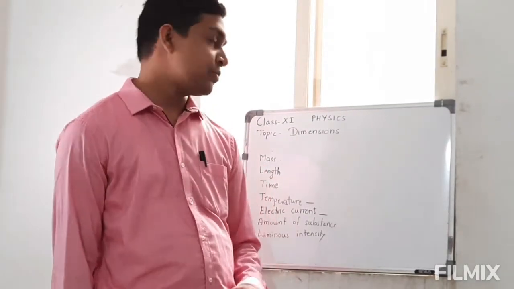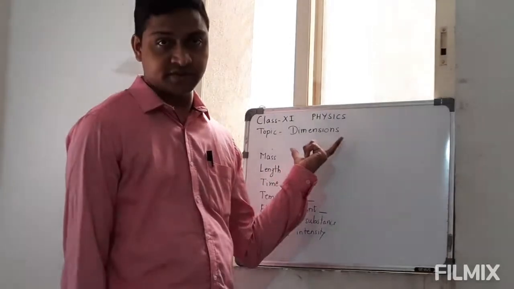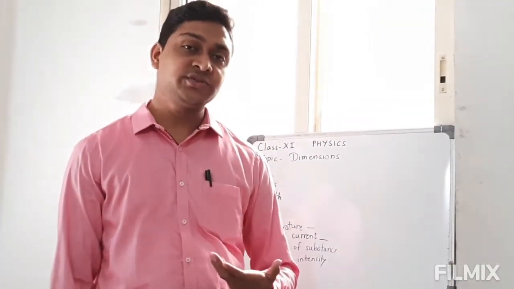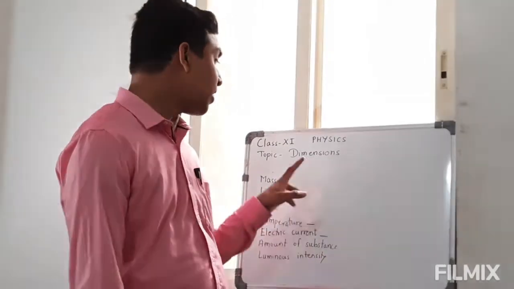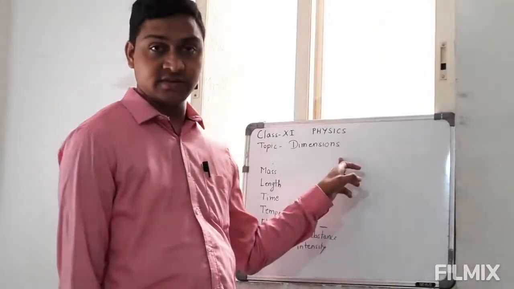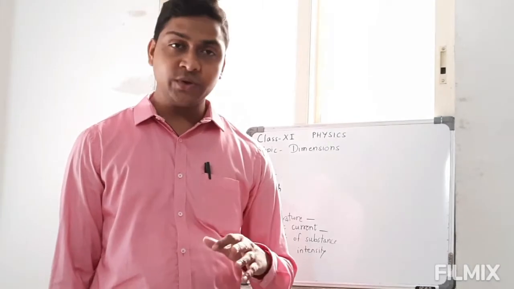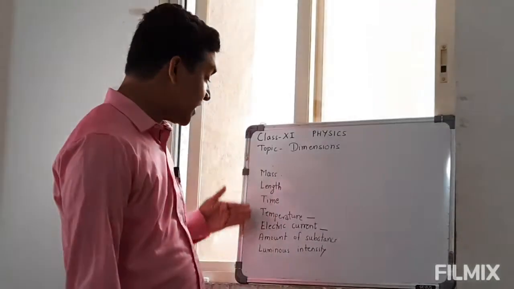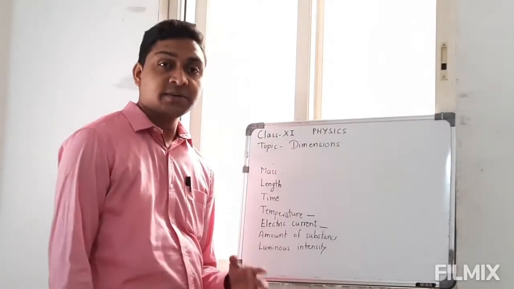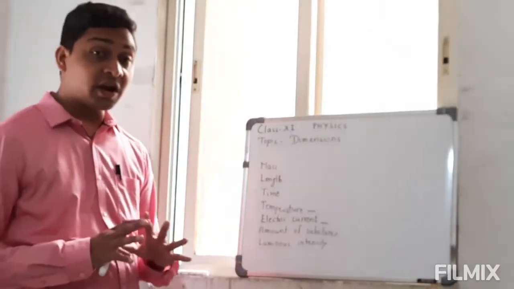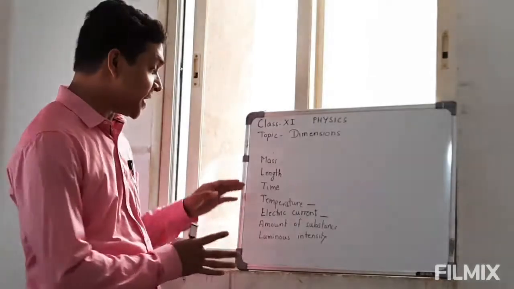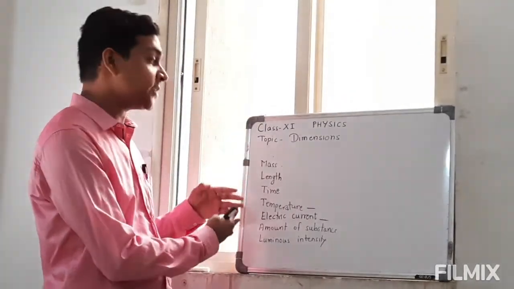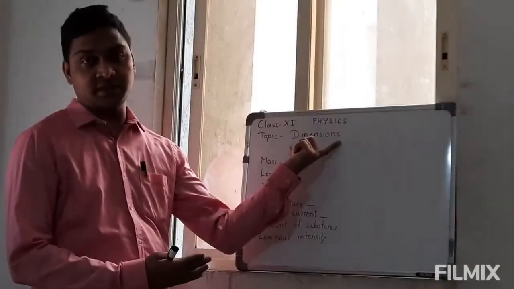Next, a very important concept of physics is dimensions. Whenever we introduce a new physical quantity, at that time you have to always find its dimensions. Dimensions help you find the dependence of a given physical quantity on these 7 fundamental quantities. Whatever physical quantity we have, we can express it in terms of these 7 fundamental quantities, and that expression is called dimensions.